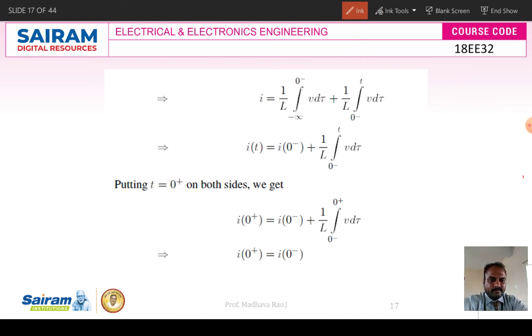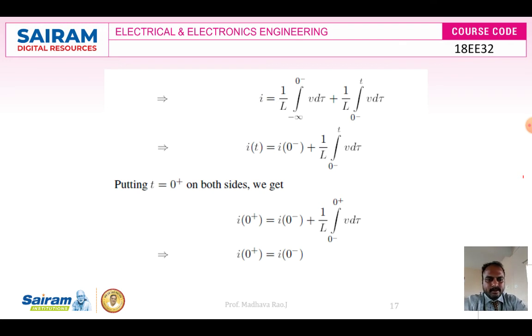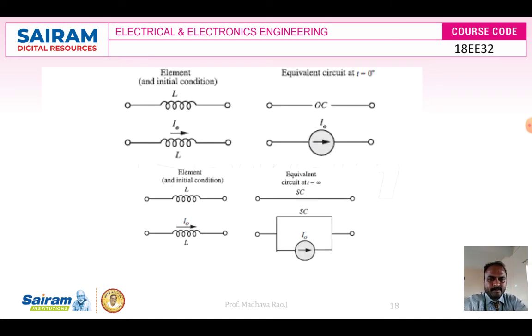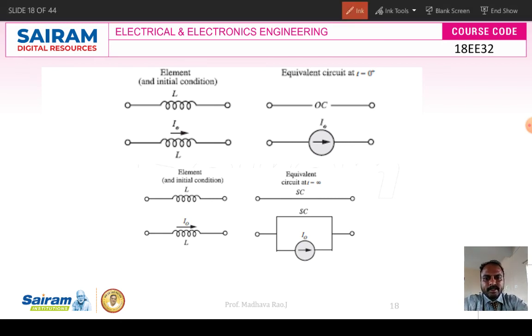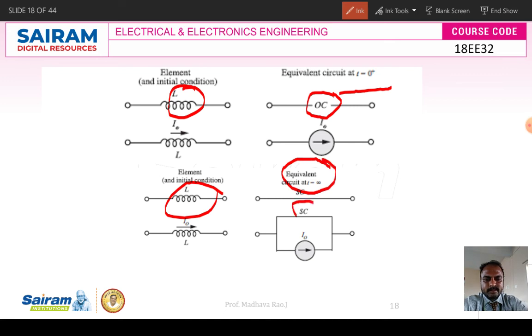In graphical representation, we can see the inductor positions. When L is an inductor, at T is equal to 0 plus it acts as an open circuit, and the inductor L at T is equal to infinity acts as a short circuit. So initially the inductor acts as an open circuit, and finally the inductor acts as a short circuit. These conditions will apply in problems.